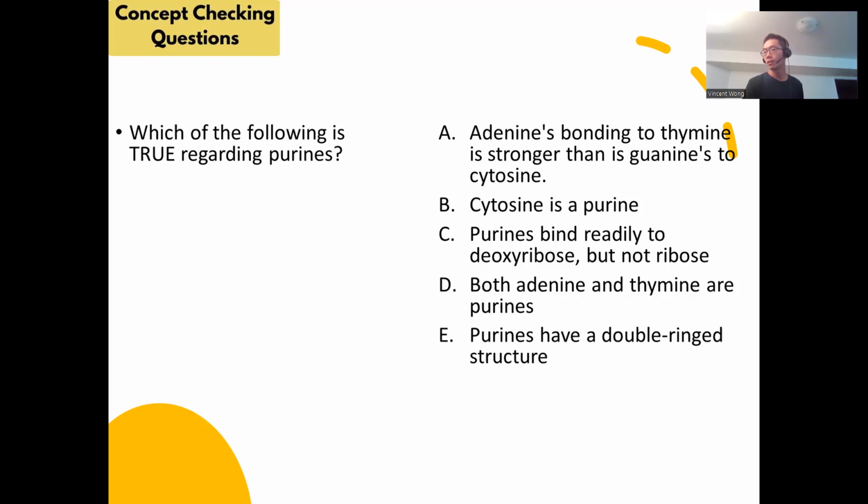When do you get the study guide? It's already online. What do you mean? You mean the answers, or the actual study guide? Sorry, the study guide for the quiz? Oh, the study guide for the quiz is just the regular study guide. I don't have an extra study guide. Oh, okay. Sorry.